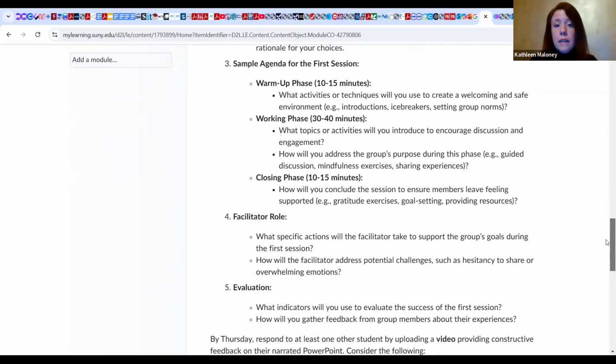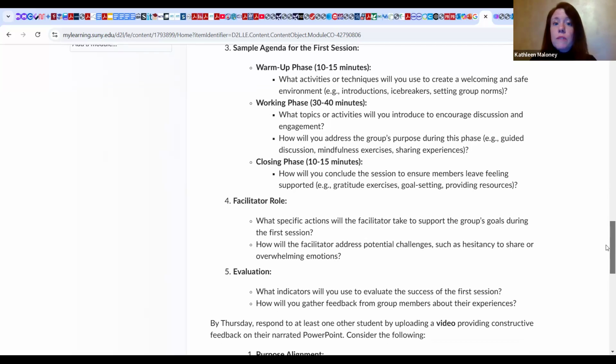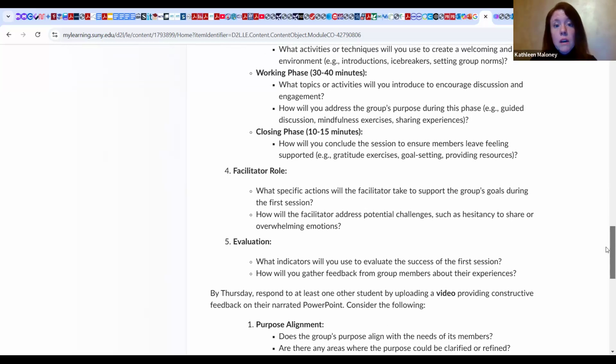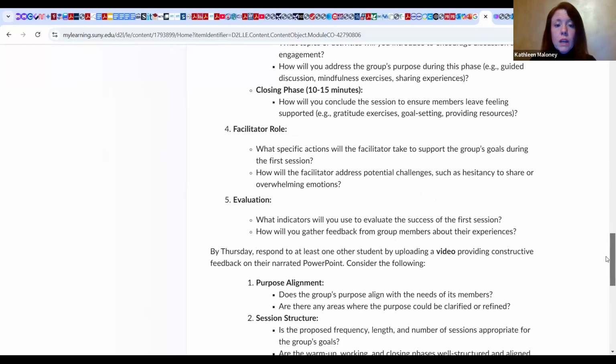So it does align it with the warm-up phase, working phase, and closing phase. And it asks you to identify what activities or techniques you would use. So this is an opportunity for you to be creative in session planning. Working phase: what activities or topics are you going to introduce, how you address the group's purpose, and then closing, how you conclude the session.